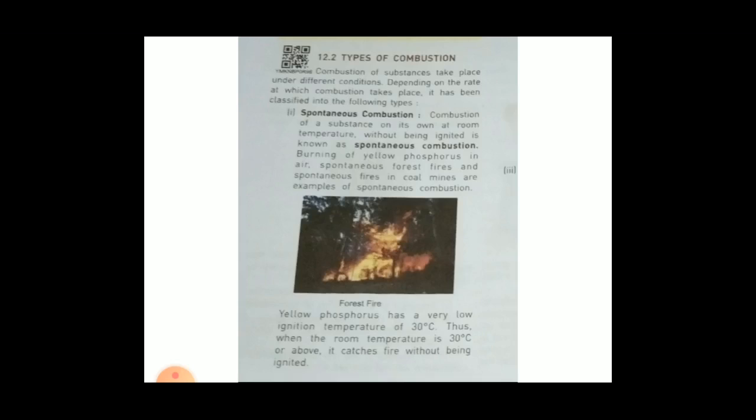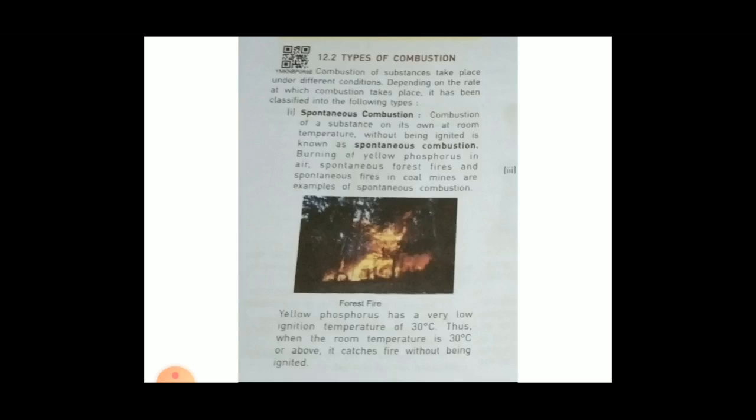Next, we will discuss types of combustion. Combustion of substances takes place under different conditions depending on the rate at which combustion takes place. It has been classified into the following types.